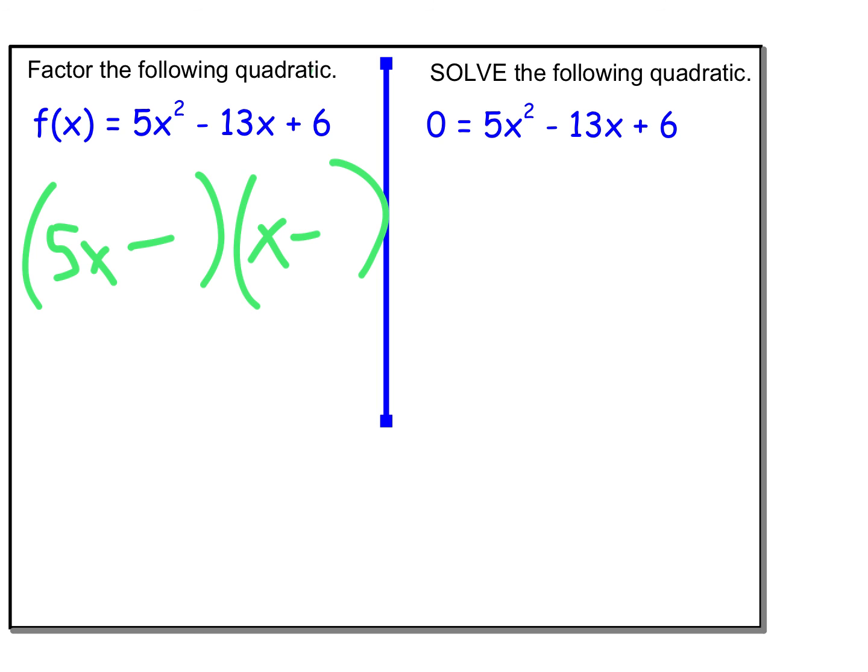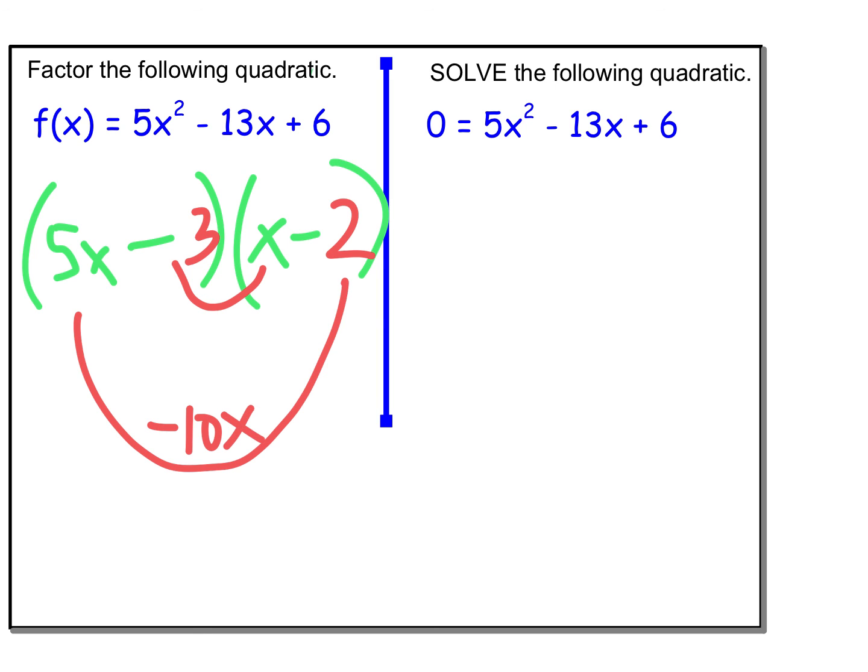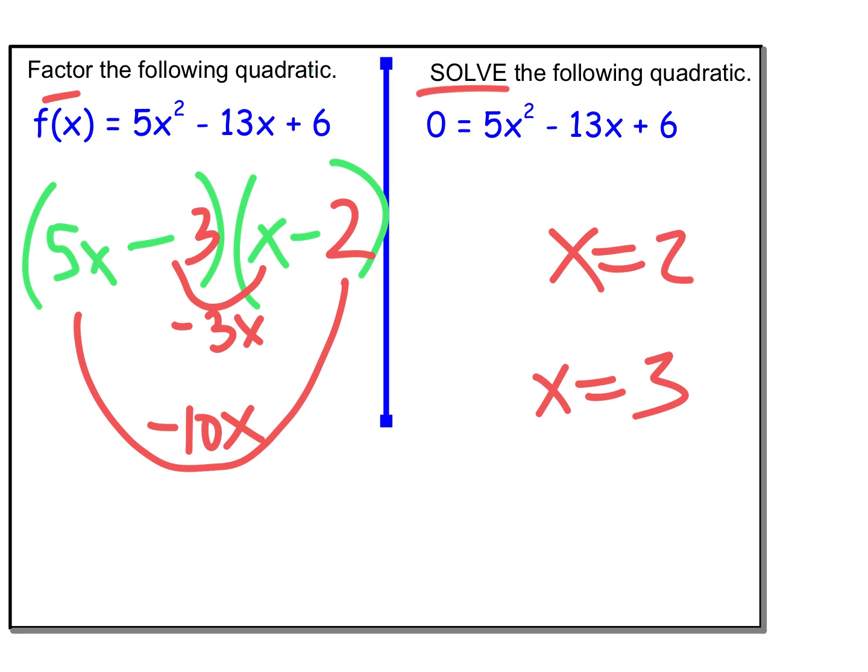All right. Kai, what do you say? Negative 3 and negative 2. Let me see if you're right. Here's how I'm going to check. Outside ones, inside ones. Outside ones is negative 10x. Inside one is negative 3x. Together they make negative 13. You are right. Guys get that? The difference here is just a matter of one says solve and one says factor. I already factored. Now I solve and I say x equals 2 and x equals 3. Boom, so easy.